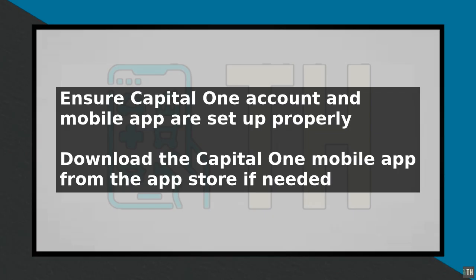Next, open the Capital One mobile app and log in to your account using your username and password. Once you are logged in, navigate to the menu and select the option to deposit a check. This option is usually found under the Account Transactions or Account Management section.